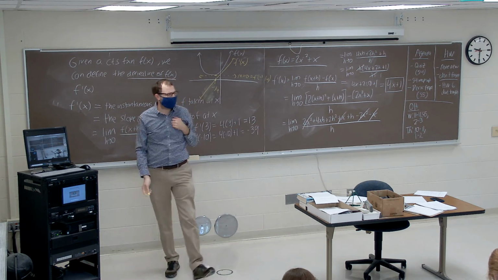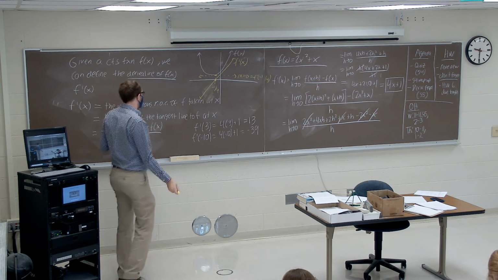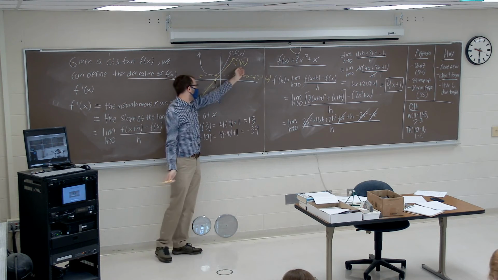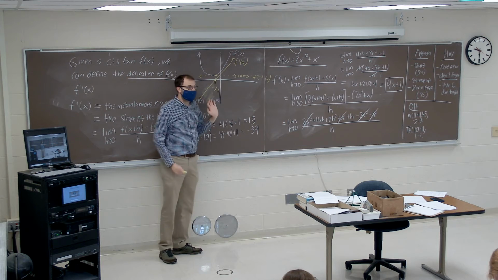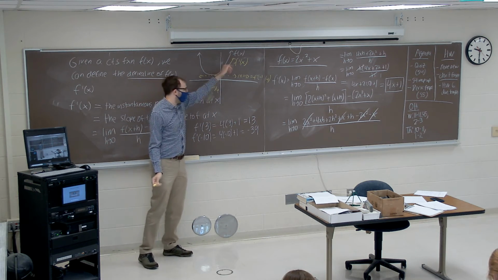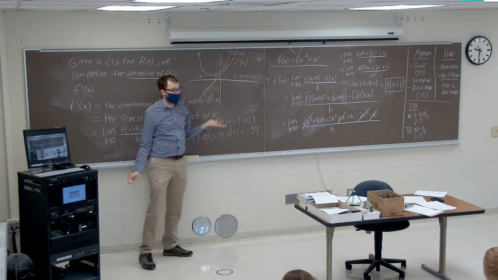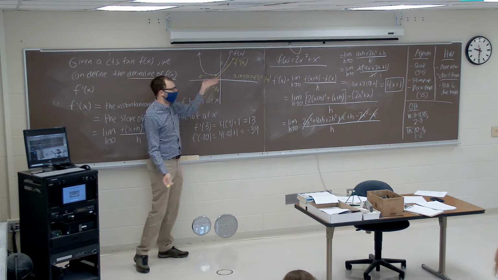So I think to answer your question, what's the relationship between f prime and f here? F prime of x, this line here, is not actually a tangent line to f of x. In fact, it doesn't even look like they intersect at all.